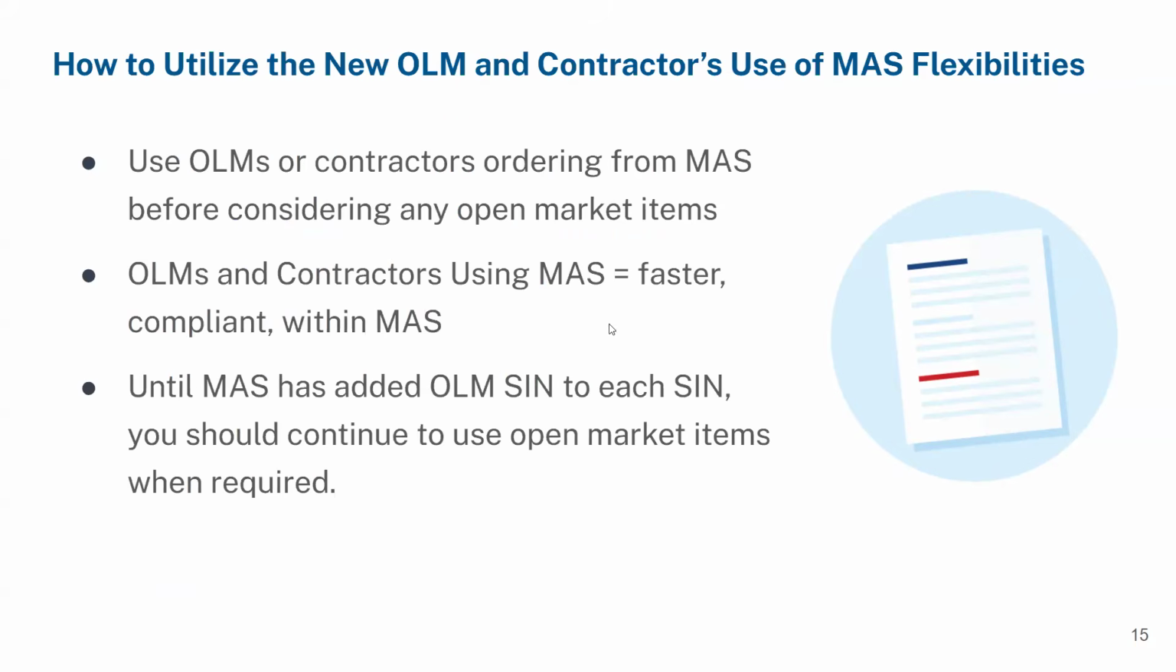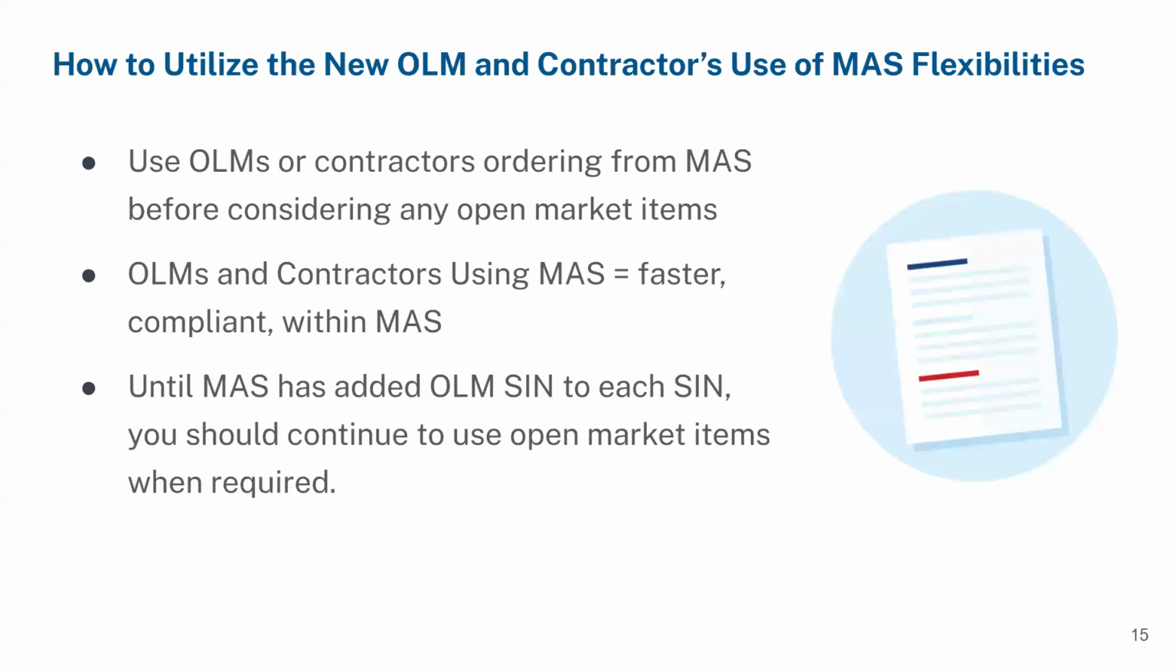Okay, so summarizing the new OLM rules and use of mass flexibilities. Again, use OLMs or other contractors long before considering any open market items. Hopefully, it really prevents that from being necessary in most cases. Again, using those existing contracts, the work we've done, it's going to be faster. It's going to be more compliant. We're going to have better coverage in terms of terms and conditions, compliance, and supply chain risk.